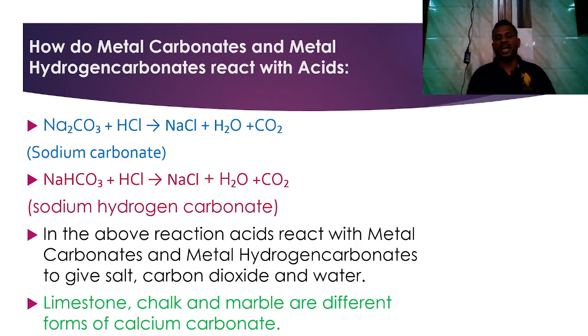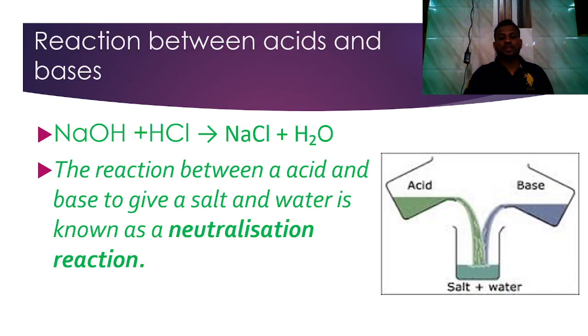Sometimes they will give the reactant. Reactant means the left hand side. Your left hand side chemicals are known as reactants. On your right hand side, chemicals are known as products. Remember that. For example, Na2CO3 plus HCl is the reactant, and NaCl plus H2O plus CO2 are the products of that reaction. Okay. Next point, the reaction between acids and bases.